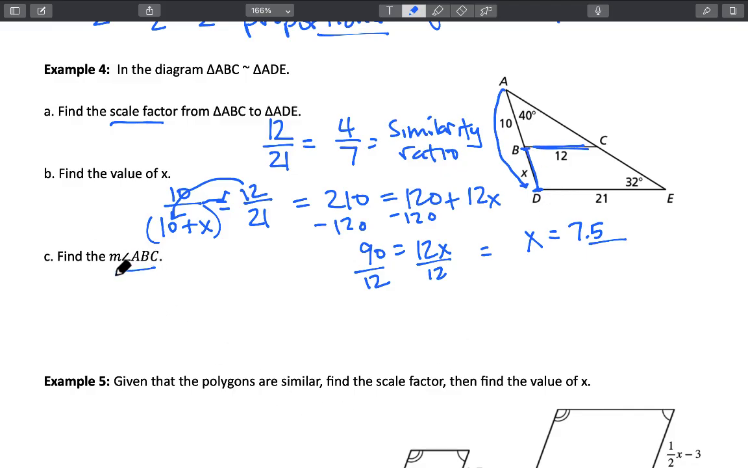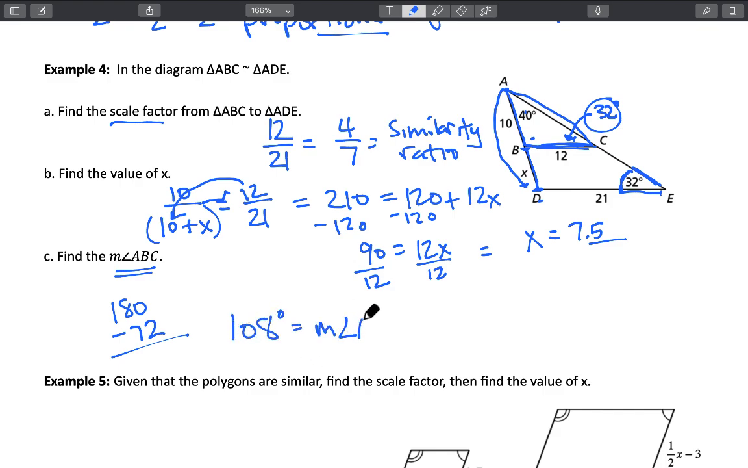Next up, we want to find the measure of angle ABC. So from A down to B over to C. Well, keep in mind these triangles are similar to each other, so triangle ABC, and that means their angles are going to be congruent. And then A to D to E. So this angle measure here in this corner, angle E, is going to be the same as this one right here, which is 32 degrees. So the three angles of a triangle add up to equal 180. These two that we have so far are 72 combined. So I'm going to take 180 and subtract 72, and that gives me 108 degrees is the measure of angle ABC.